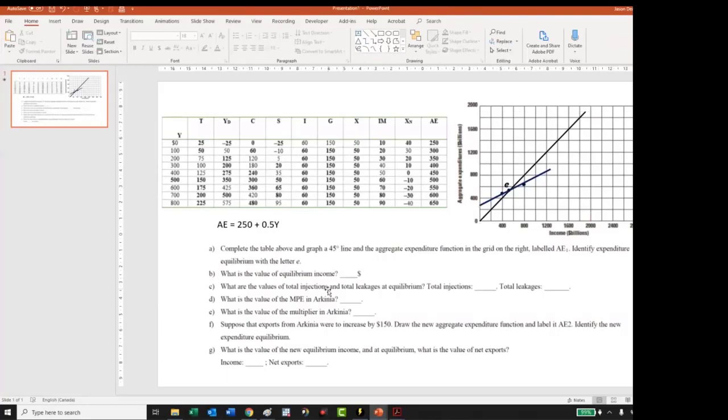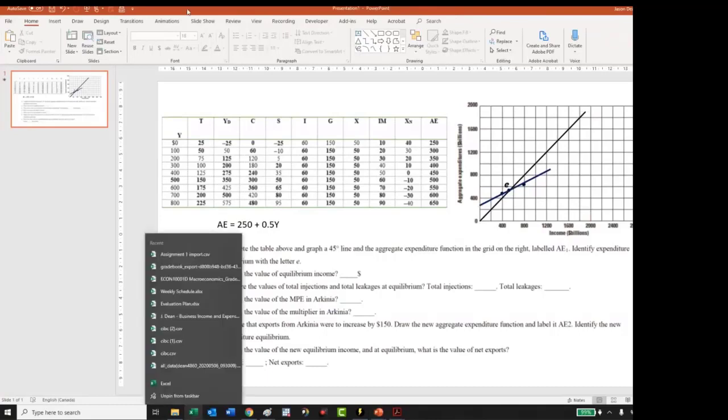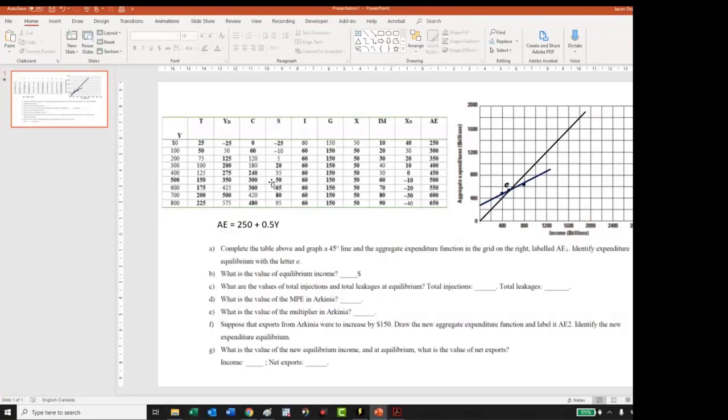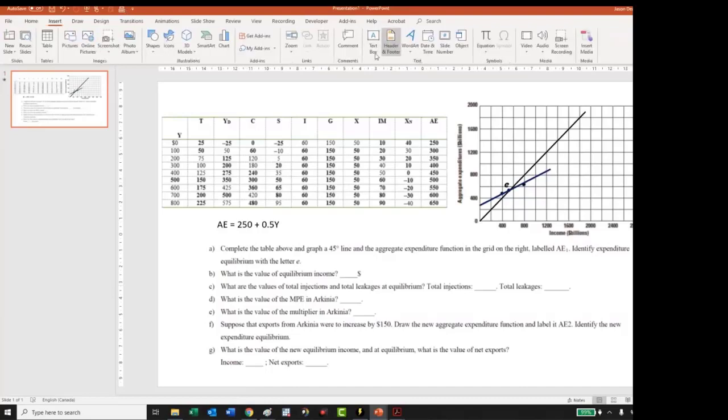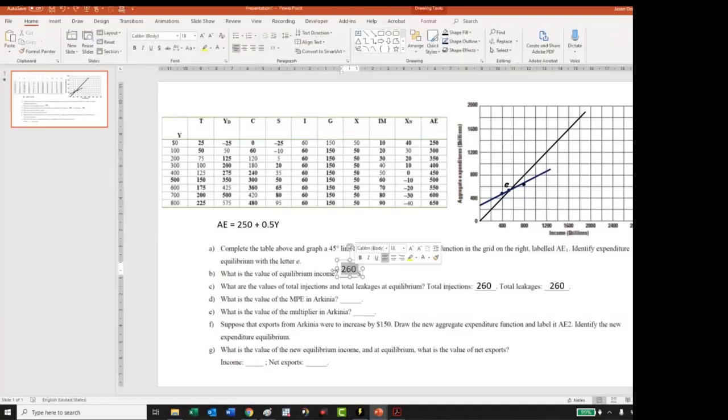Now, what are the total injections and total leakages? Does anyone want to add that up for me? So 260. If we take our savings, our taxes, which is a leakage, our savings, and our imports, and add them together, we will get 260. 60 plus 50 plus 150, we'll get 260. What are our total leakages? Well, since we're in equilibrium, we know they'll be the same at 260. So the answer here would be 260 and 260, okay? And this here is 500, okay?